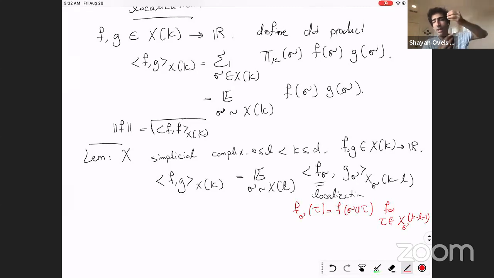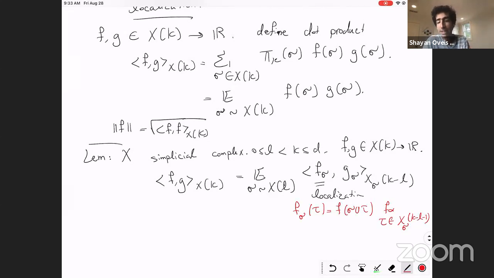I'm looking at all faces which contain sigma, I contract sigma, and define tau to be that. Okay, so this is called localization. And what is the point of this lemma? I'm saying that to calculate the dot product of f and g, it's enough to calculate the expected dot product of f sigma and g sigma, for a sigma chosen randomly as a random face of lower dimension.